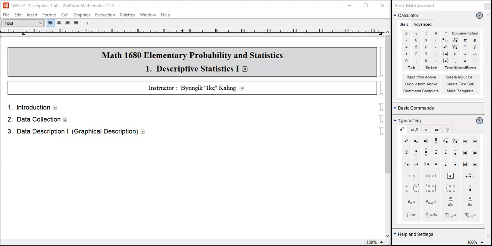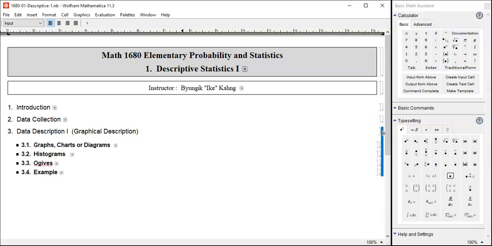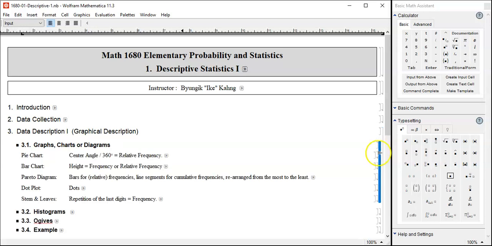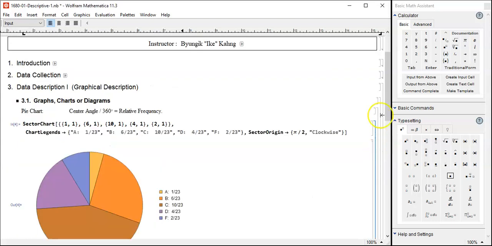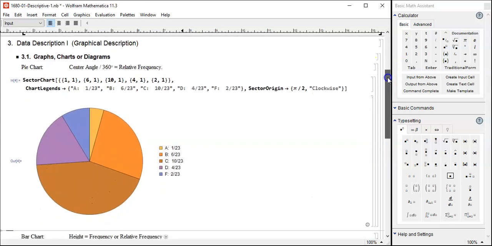Hello students, welcome back. Let's go to section 3, Data Description 1, Graphical Description. As the name suggests, there will be Data Description 2, but that's going to be covered next week in Lesson 2. Now, how do we describe data? There are many ways, and one way to do that is through a pie chart. And here's an example.